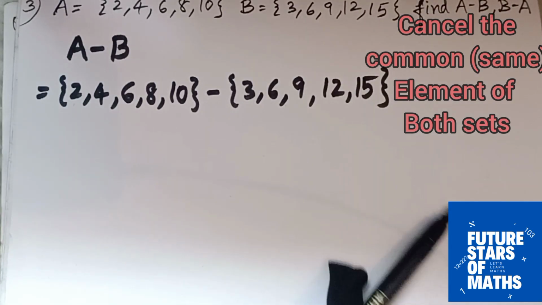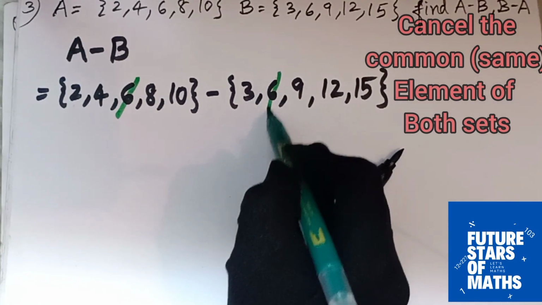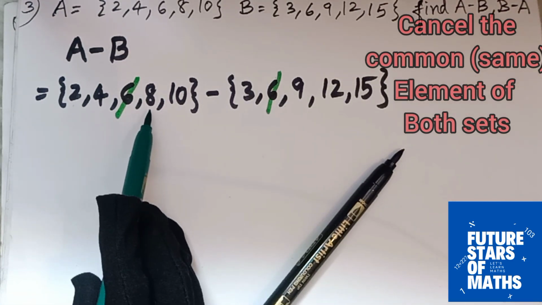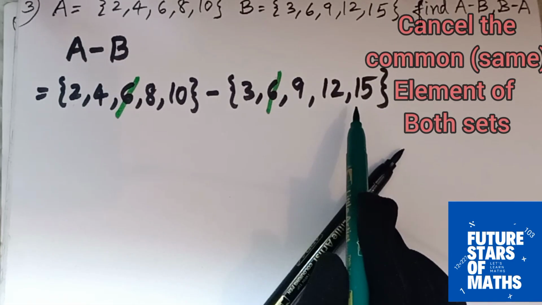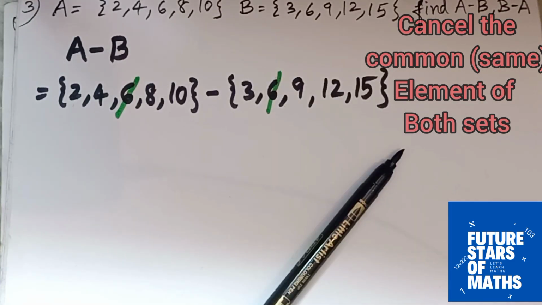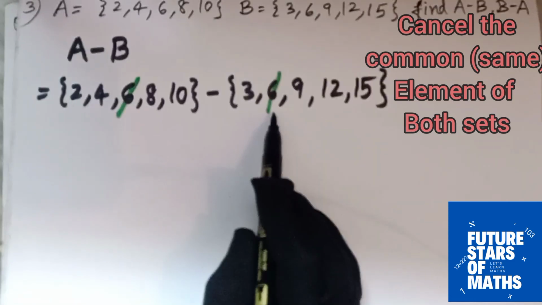So, what we'll do, we'll cancel the same element here. 6 is here and here also. We'll cancel that. Now, the next element is 8. We don't have 8 in the B set. Then 10. We don't have 10 in B. So, only one element is common, and we have cancelled that.